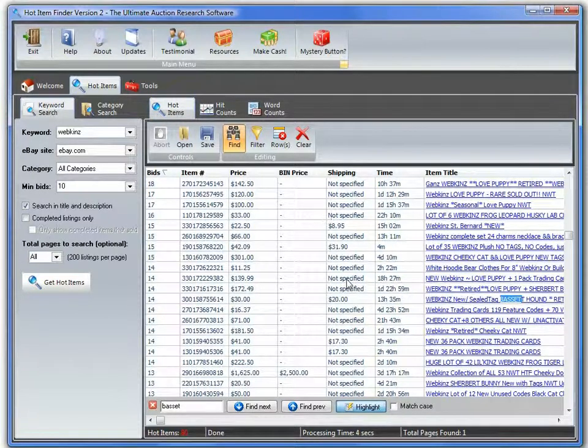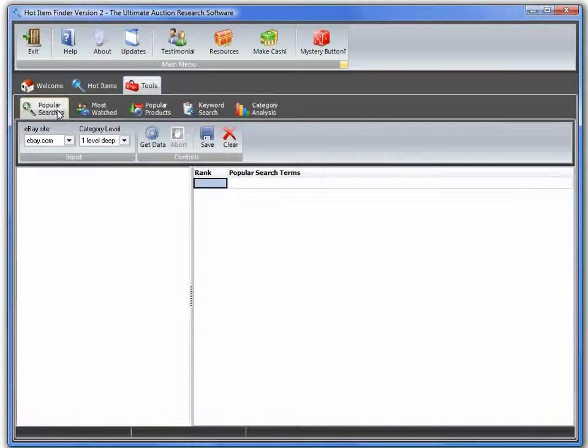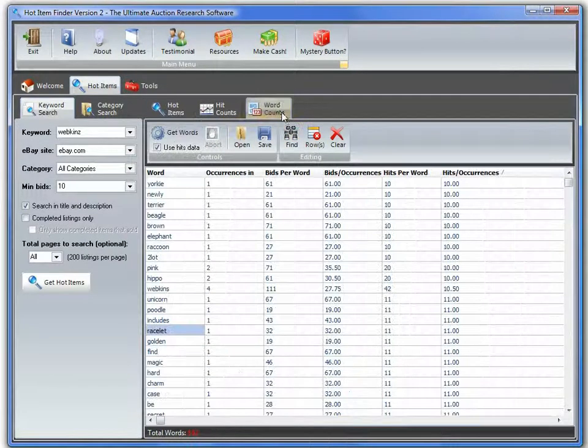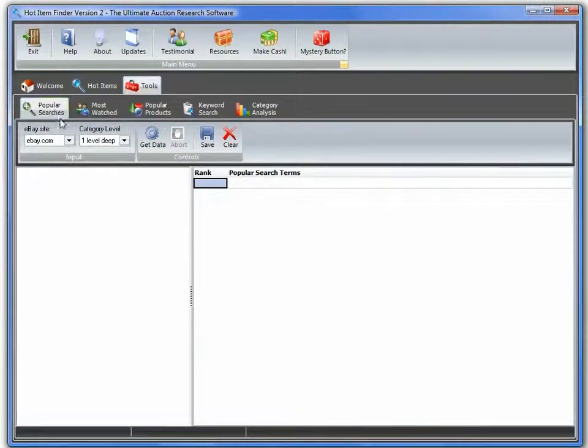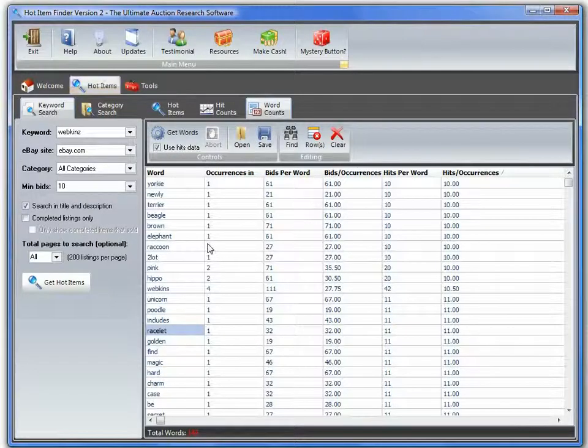Because I know you can get data from all over the place, even in the tools here: the popular searches, most watched, popular products, and all that stuff. But when you're generating this word count report, this is real time. This is stuff that's happening right now at this moment. The data collected for popular searches is searches that occurred over the past month, provided by eBay. But this is up to date right now.